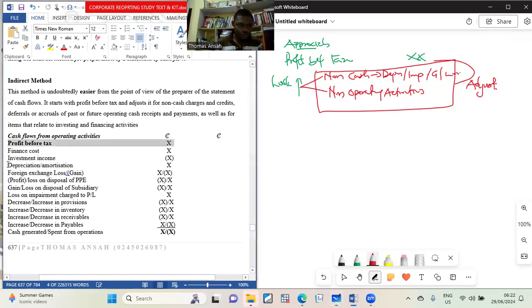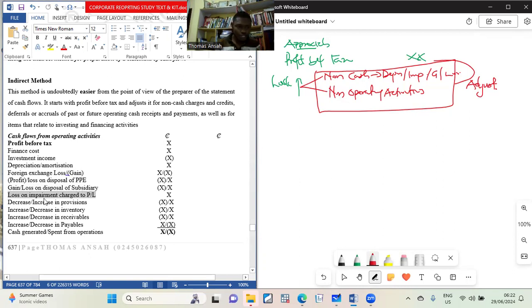So you find depreciation. Depreciation is always deducted, so you add back. Finance cost is deducted, so you add back. Investment income is added, so you deduct. Foreign exchange gain and loss: if it is a loss, you add back. If it is a gain, you subtract. Profit or loss on disposal, the same thing. Gains on disposal of a subsidiary, loss of impairment, and all those.